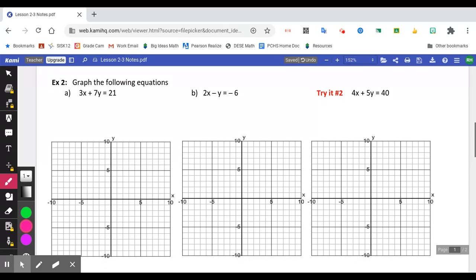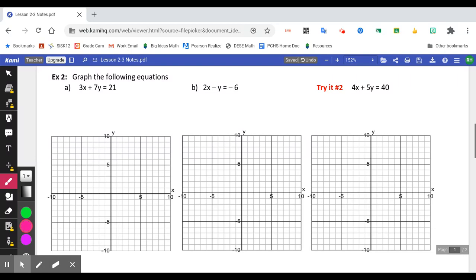For this guy right here, 3x plus 7y equals 21, we need to know where the line crosses on both the x and the y-axis. So we need the x-intercept and the y-intercept for both of these. So we're going to plug in a 0 for the opposite variable. So if I want the x, I'm going to plug in a 0 for the y, because that's what I want my y value to be if I'm on the x-axis.